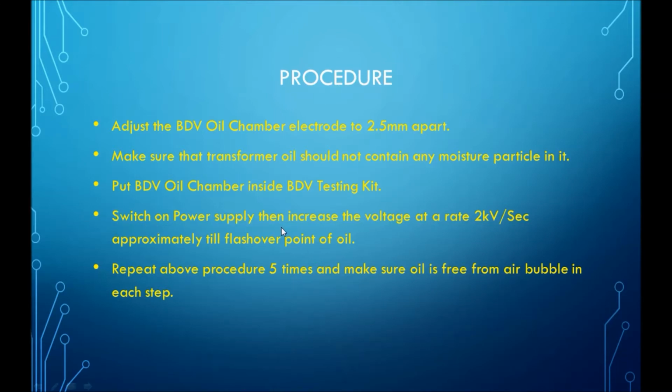Switch on the power supply, then increase the voltage at a rate of approximately 2 kV per second till the flashover point of the oil. Increase the voltage continuously, and make sure the oil is free from air bubbles in each step. If flashover occurs between the 2 electrodes, then some air bubbles have been created in the oil chamber. First remove the air bubbles with the help of any stick, then start the same procedure and begin your experiment again.